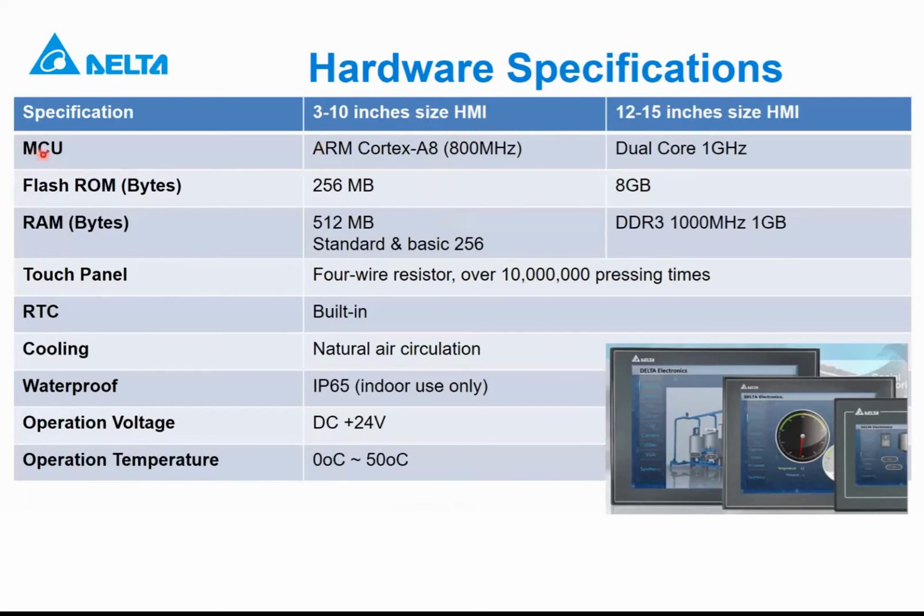First, the microprocessor, the speed. Like the 3 to 10 inch HMI, the speed is quite fast, 800 megahertz. But the bigger sizes are dual core 1 gigahertz, so it's quite fast.